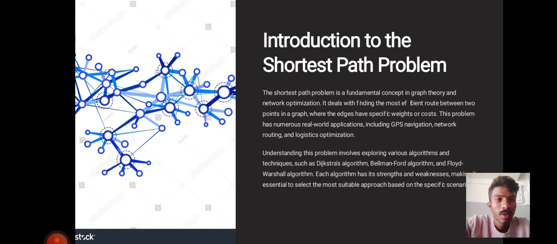I am here to explain the introduction of the shortest path problem. The shortest path problem is a fundamental concept in graph theory and network optimization. It deals with finding the shortest path between two points in a graph, where the edges have a specific weight or cost. Understanding this problem involves explaining various algorithms and techniques such as Dijkstra algorithm, Bellman-Ford algorithm, and other algorithms.